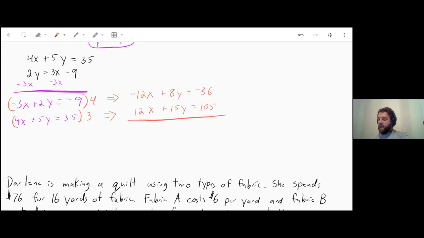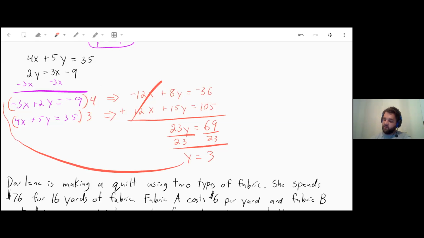Now we can go ahead and just add these together. So 12x plus -12x, well, that'll cancel out. 8y plus 15y will get us 23y. And negative 36 plus 105 will get us to a positive 69. So now we can divide both sides by 23, and we'll actually come out with y equals 3. That's pretty nice.